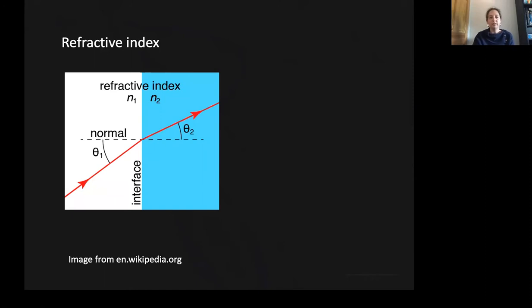So, what is refractive index? The refractive index of a material describes how fast light travels through the material. An increasing refractive index corresponds to decreasing speed of light in the material.